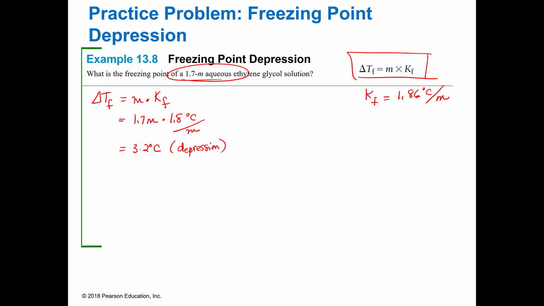Normally the freezing point of water is 0 degrees Celsius. It was depressed by 3.2 degrees Celsius, so the new freezing point is negative 3.2 degrees C. By adding antifreeze, which is what ethylene glycol is, I can lower the freezing point to 3.2 degrees below 0. So it has to get that cold before it will freeze now.